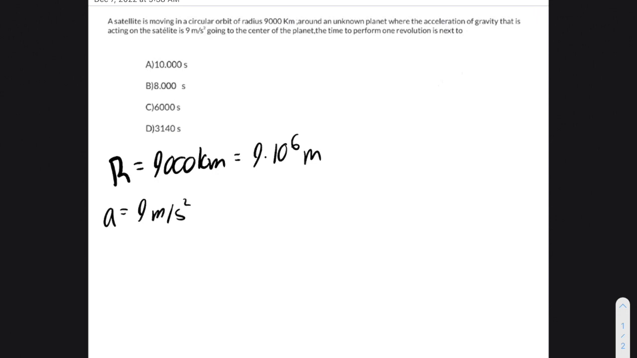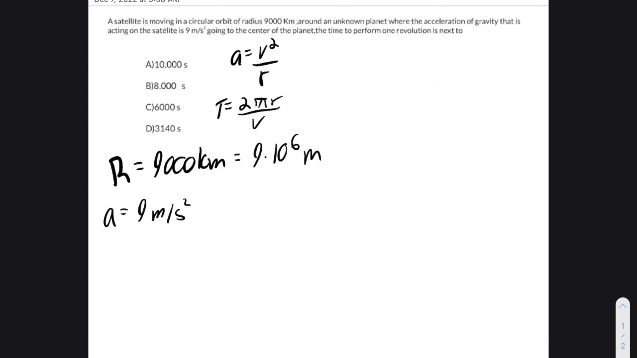So to solve this problem, we need to use two formulas. One is that acceleration is equal to velocity squared divided by the radius, and that time is equal to 2 pi the radius divided by the velocity. So we're going to try to manipulate the acceleration equation to isolate velocity so that we can then plug it in to the time equation.